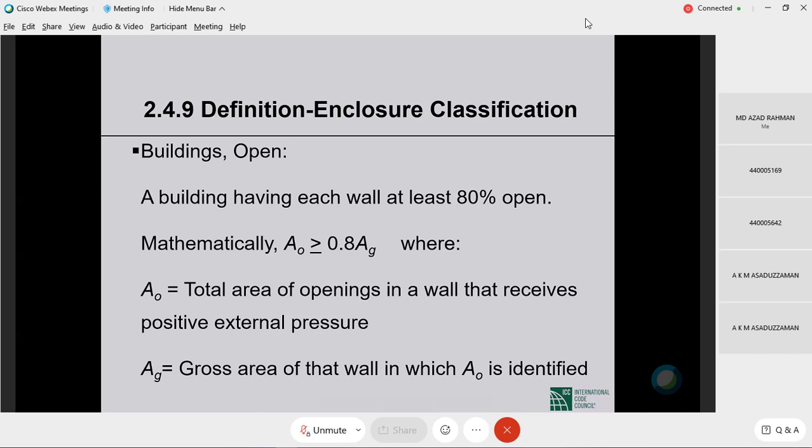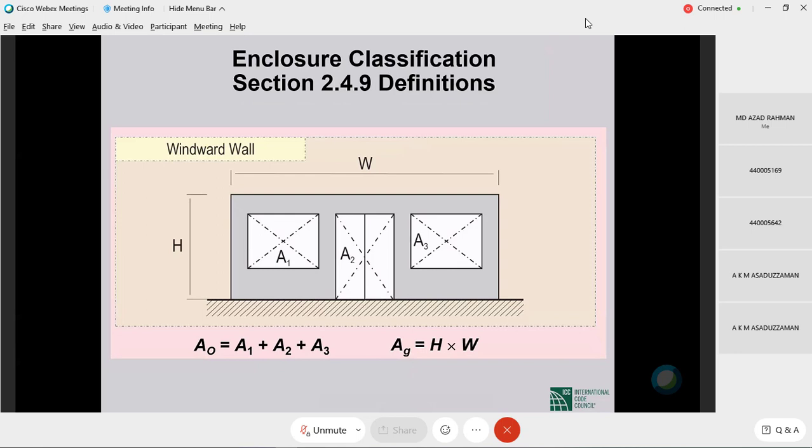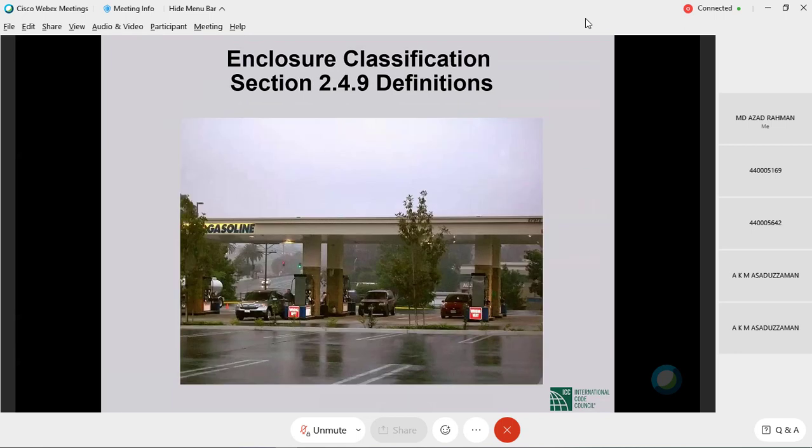Open building, partially enclosed building, and enclosed building: I gave you the definitions in principle. These are definitions in specific terms, in terms of how much windward opening, how much suction opening. I will let you read this. These are according to what I described to you. An open building is typically not a building. It will look something like this: 80% of each face basically open.